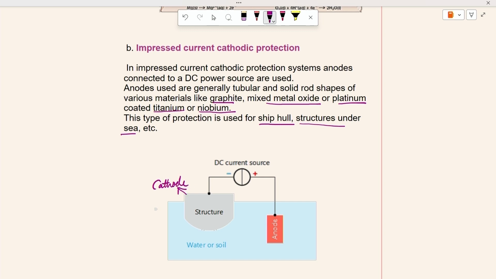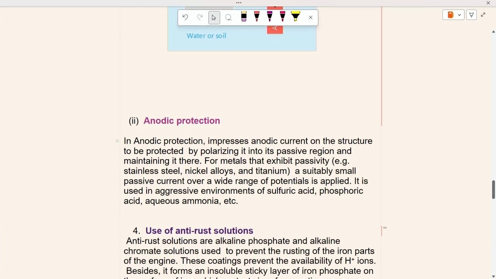Remember, because we are going for another type also. Here the structure is maintained as cathode by applying DC current, and therefore it is known as impressed current cathodic protection. Next is anodic protection.